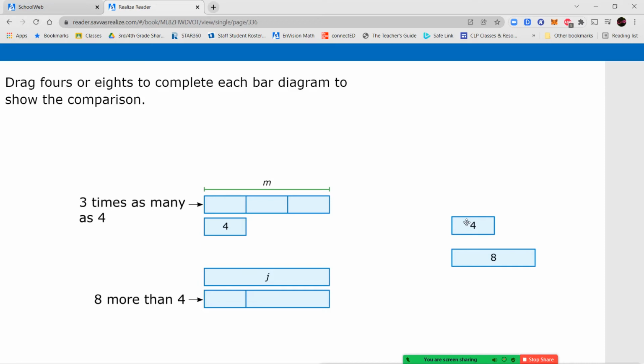So here we have our 2 bar diagrams. This one shows the multiplication. So this is, if each one of these is a group of 4, we would have 4 in each one. If we're showing an addition, we have the original 4 that they had plus 8 more that they got. So they started with this 4, and then they had 2 more groups of 4 that they added onto it. And we know that 2 groups of 4 is equal to 8.